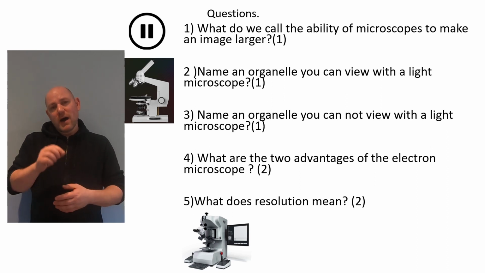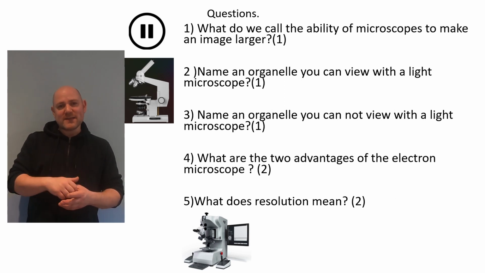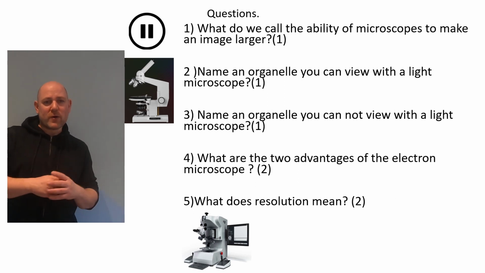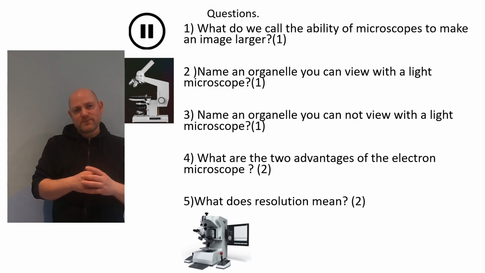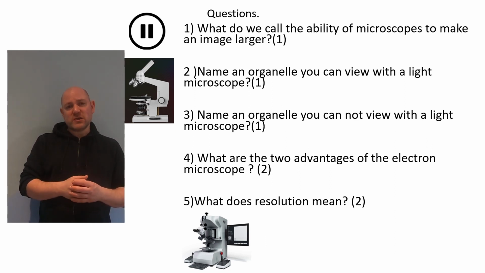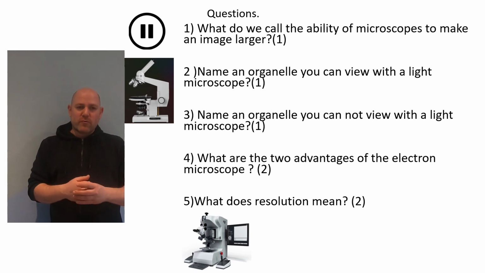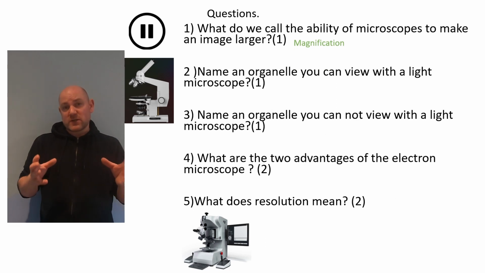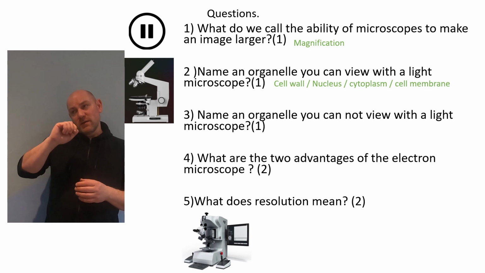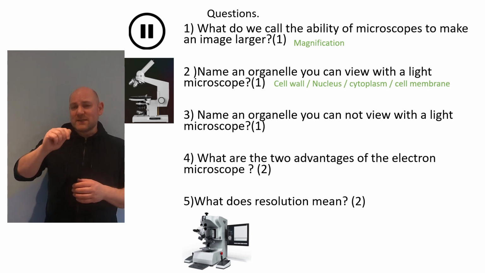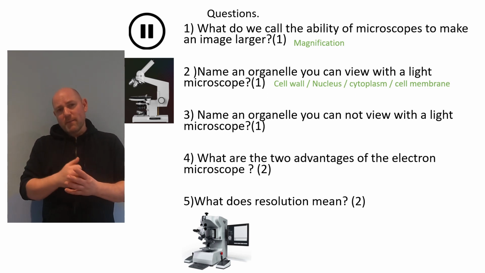Okay guys, I'm going to go through the answers to these questions, so get your pen ready and let's get some notes. Active learning. What do we call the ability of microscopes to make an image larger? Magnification or to magnify. Now, can you name an organelle that you can view with a light microscope? So I went through some of them just now. You can view the nucleus, the cell membrane, the cell wall, the cytoplasm with a light microscope.